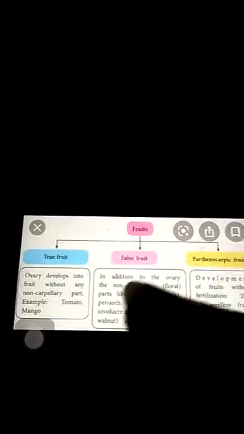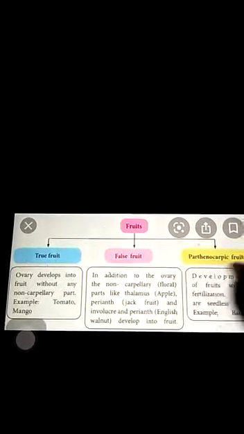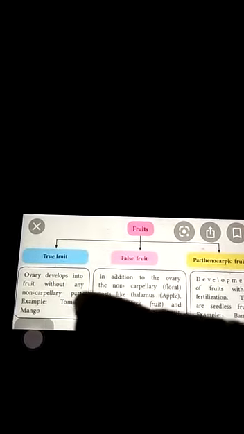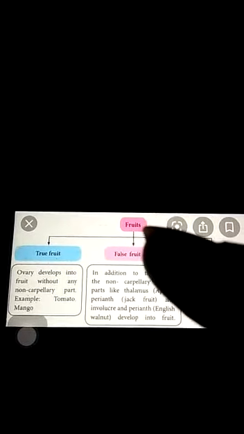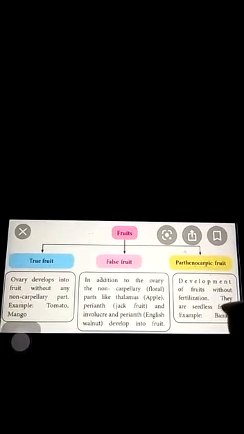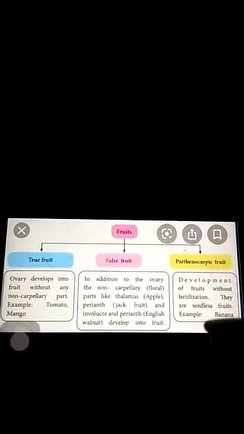Now let us see the types of fruits. There are 3 types of fruits known: true fruit, false fruit, and parthenocarpic fruit. The fruit that develops from the ovary is a true fruit. Mango is a true fruit, tomato is a true fruit, whereas the fruit that develops from the thalamus is the false fruit. Like cashew is a false fruit, apple is a false fruit. The third type of fruit is the parthenocarpic fruit. These are the fruits that develop without fertilization. Banana, strawberry, they are the parthenocarpic fruits.